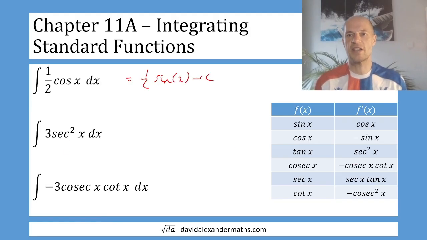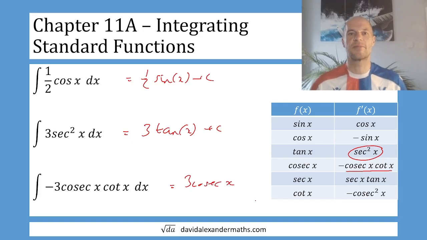3 sec squared x, I can see that sec squared x is the derivative of tan x, so that will integrate back to tan x, that's going to be 3 tan x plus c. And minus 3 cosec x cot x, I can see that minus cosec x cot x is the derivative of cosec x, so therefore this will be positive 3 cosec x.